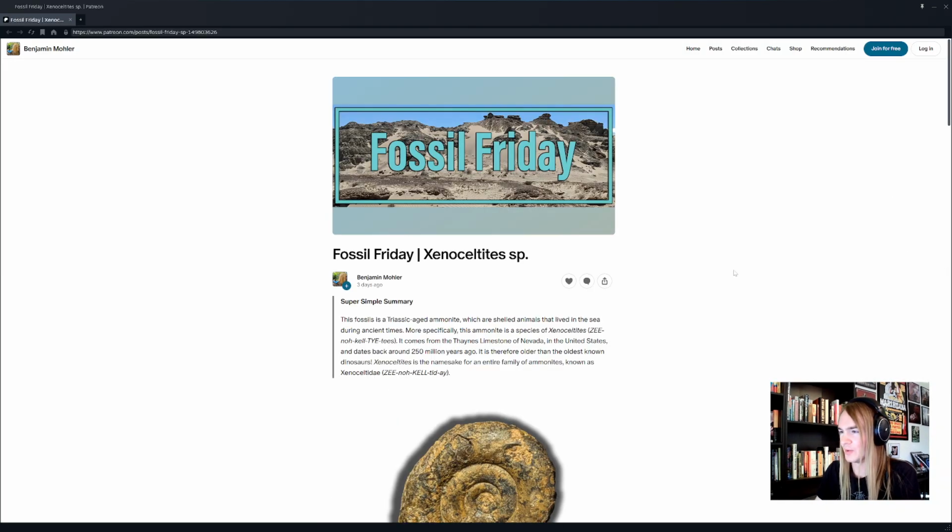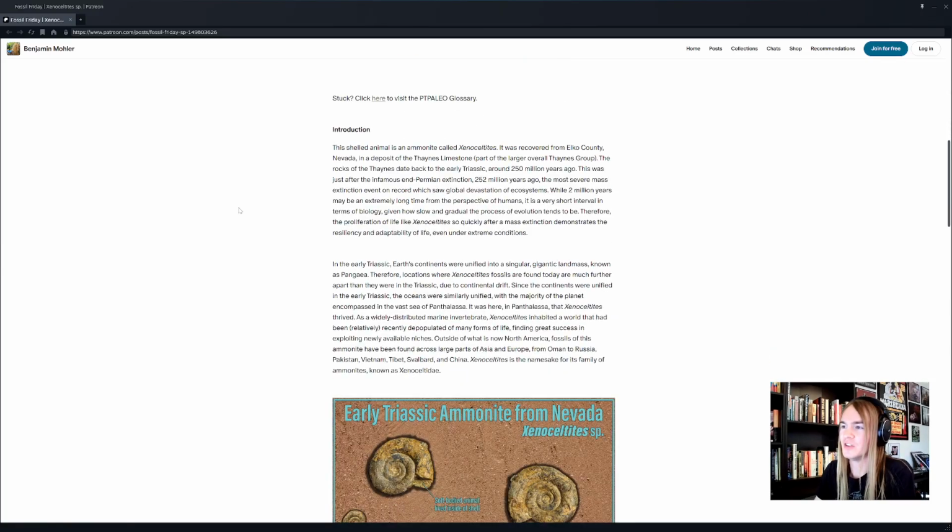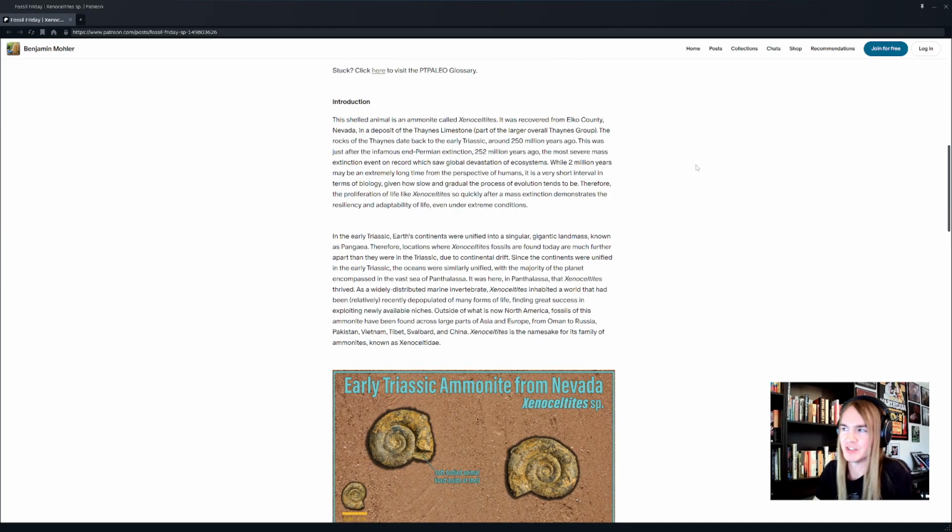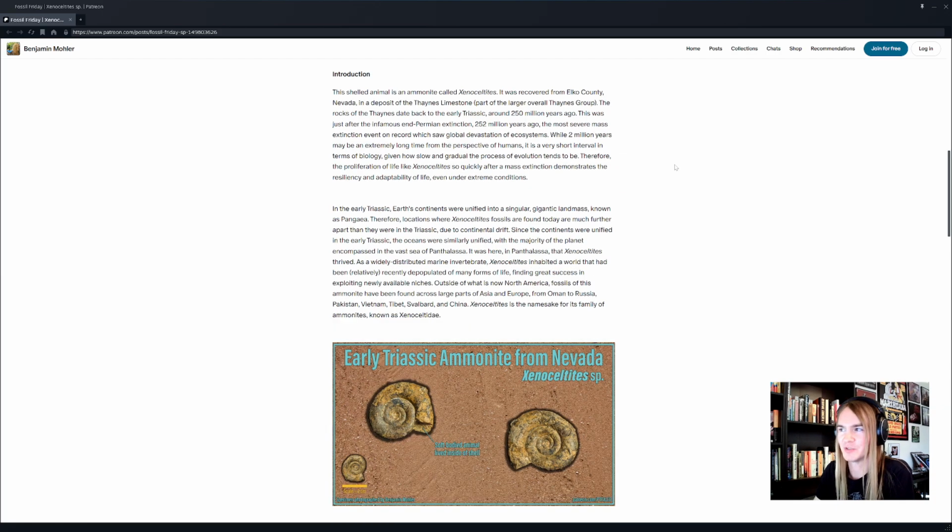So, let's learn more about Xenoceltites. This shelled animal is an ammonite called Xenoceltites. It was recovered from Elko County, Nevada, in a deposit of the Thanys limestone, part of the overall larger Thanys group. The rocks of the Thanys date back to the early Triassic, around 250 million years ago. This was just after the infamous end Permian extinction 252 million years ago, the most severe mass extinction event on record, which saw global devastation of ecosystems.